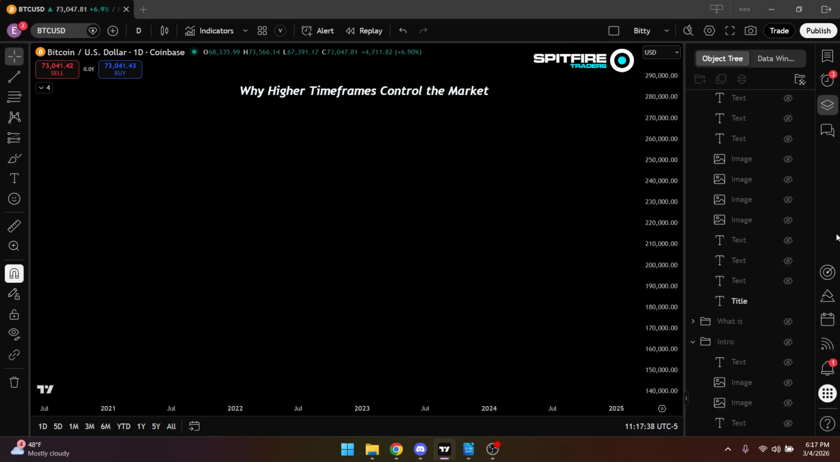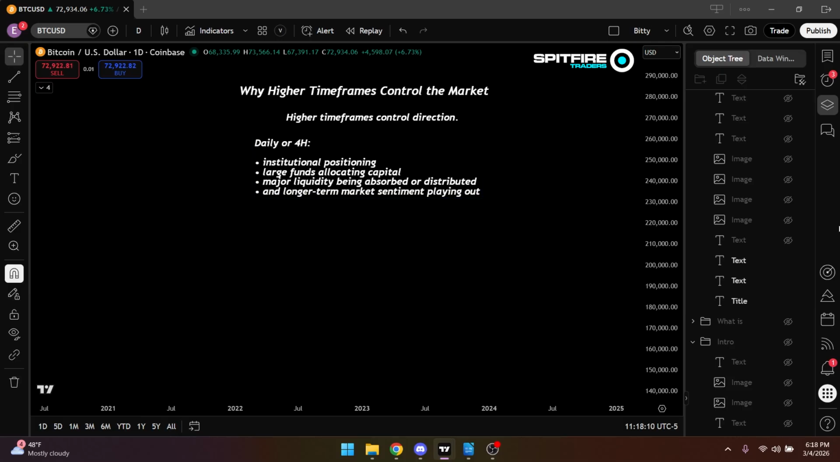Why higher timeframes control the market? Here's something every trader needs to understand. Higher timeframes control direction. And the reason for that comes down to who is actually moving the market. Markets don't move because of one trader clicking buy or sell. They move because of large flows of capital entering and exiting the market. On higher timeframes, like daily or 4-hour, the moves you see are often the result of institutional positioning, large funds allocating capital, major liquidity being absorbed or distributed, and longer-term market sentiment playing out.